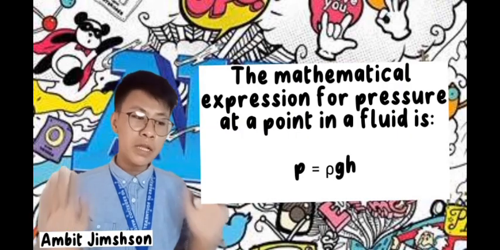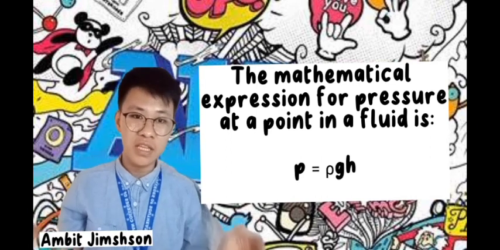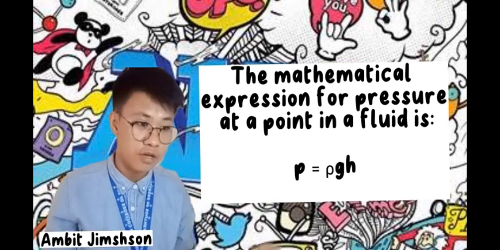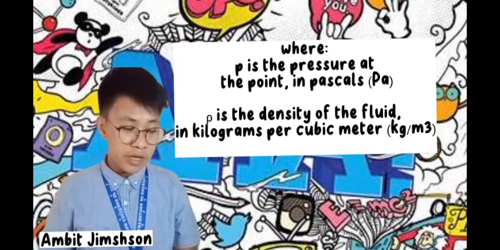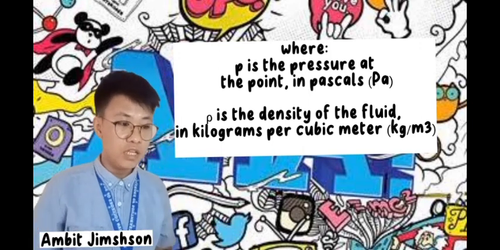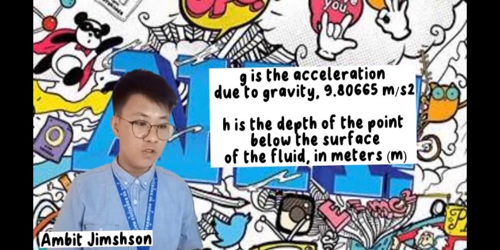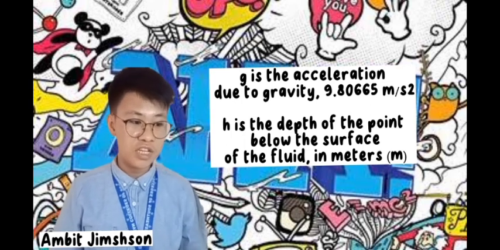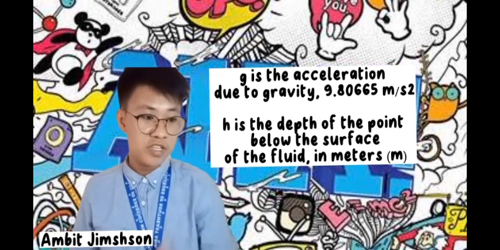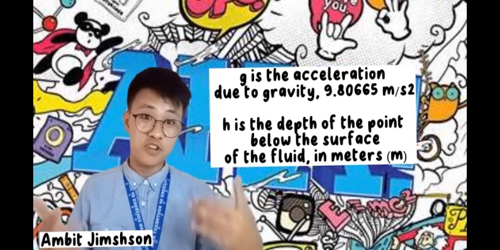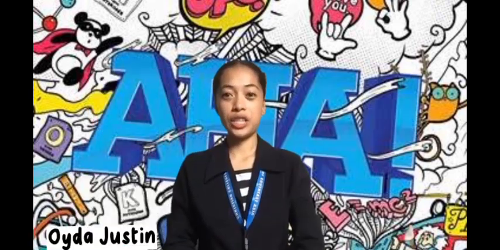So, the mathematical expression for pressure at a point in a fluid is P equals rho g h, where P is the pressure at the point in Pascals, rho is the density of the fluid in kilograms per cubic meter, and g is the acceleration due to gravity, which is 9.81 meters per second squared. The h represents the depth of the point below the surface of the fluid in meters. Excellent, Kuya Jims.